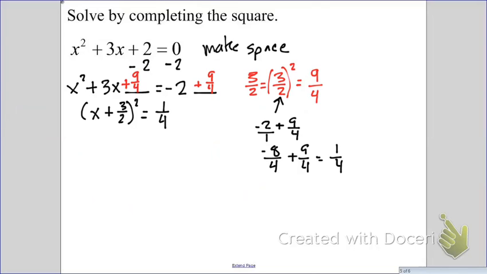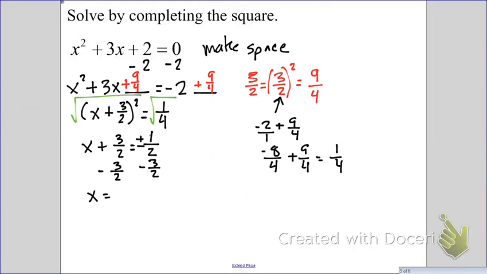Now it's time to square root both sides, and we get x plus 3/2 equals, the square root of 1 is 1, the square root of 4 is 2, don't forget to put your positive and your negative. Now it's time to subtract 3/2 from both sides, and I have two problems to do.